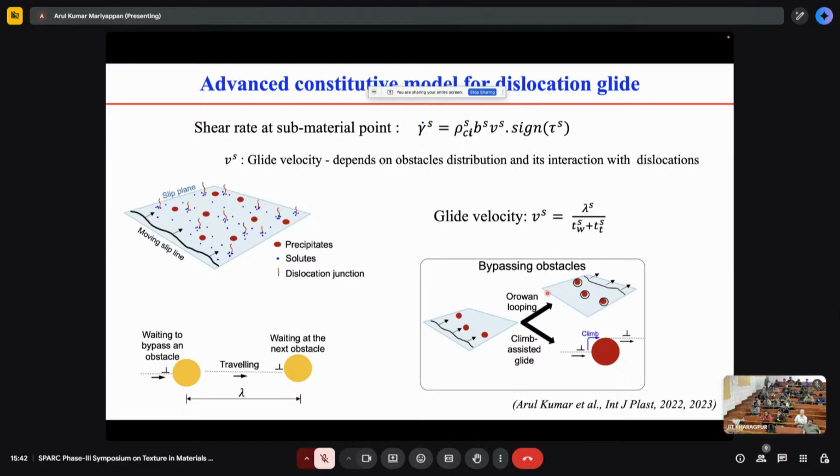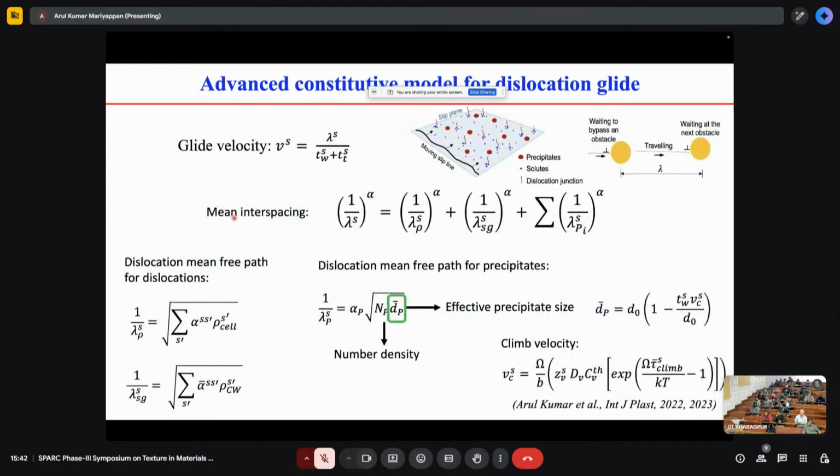So now the problem has shifted towards how to calculate the effective mean free path, the traveling time and the waiting time. That we discuss now. First I start with the mean interspacing. There's lambda, that's the numerator we have. How to get it? Okay, we have various types of obstacles. As a result, we have to find the mean interspacing, which we always calculate using the geometric mean concept. So as a result, 1 over lambda_s, if I choose alpha equal to 1, I can say 1 over lambda_s equals the sum of the inverse of lambda for all of these obstacles.